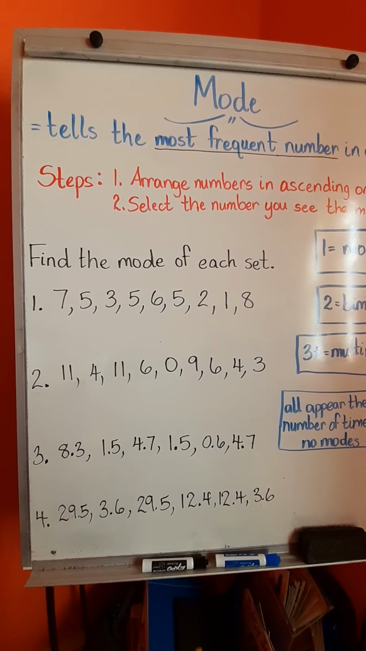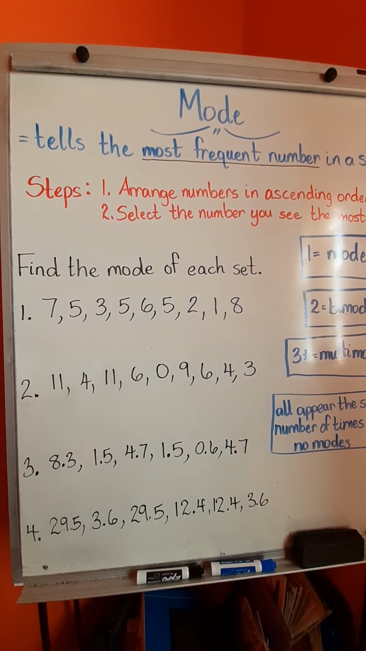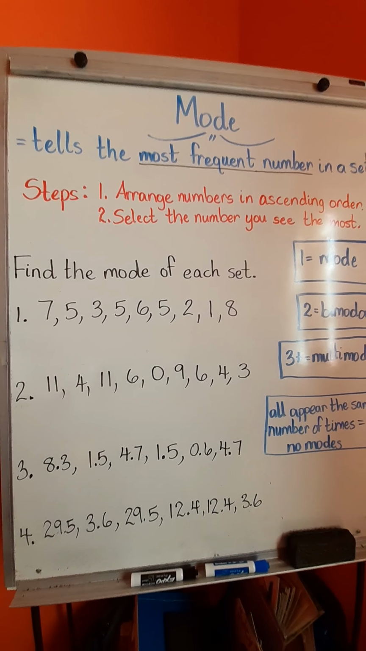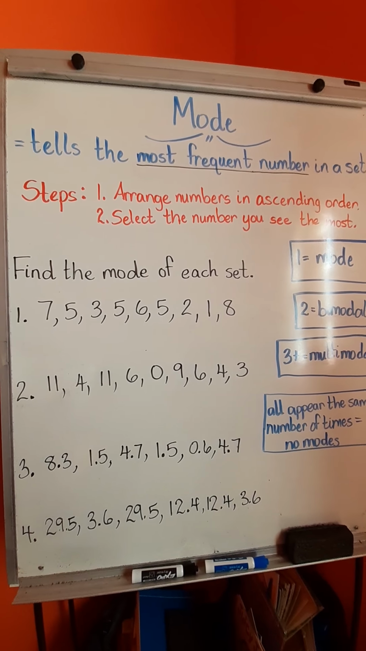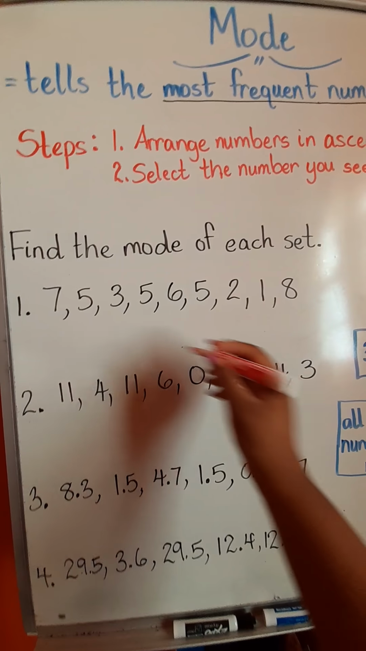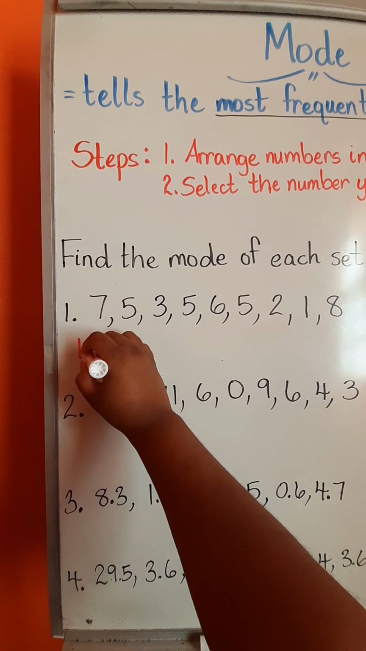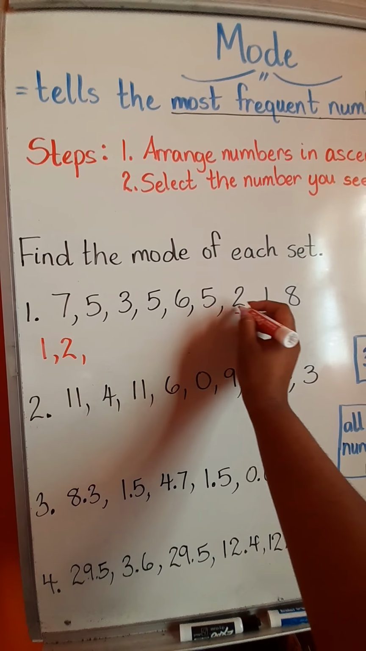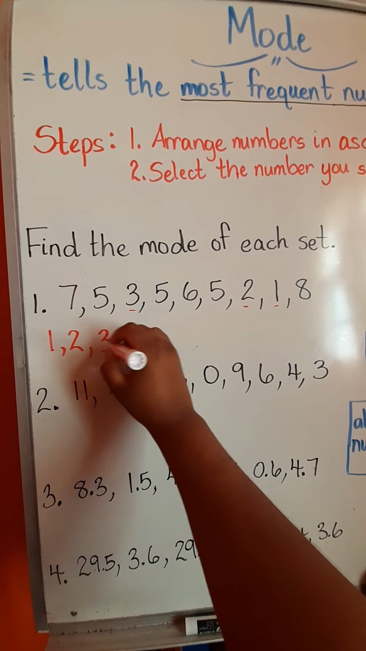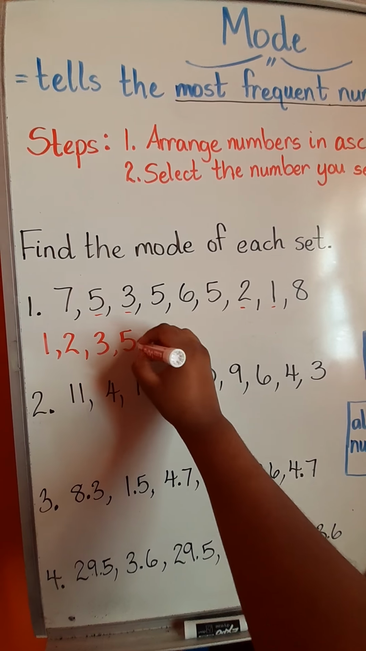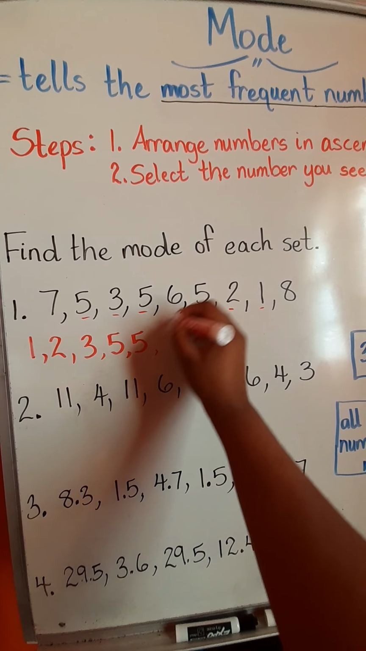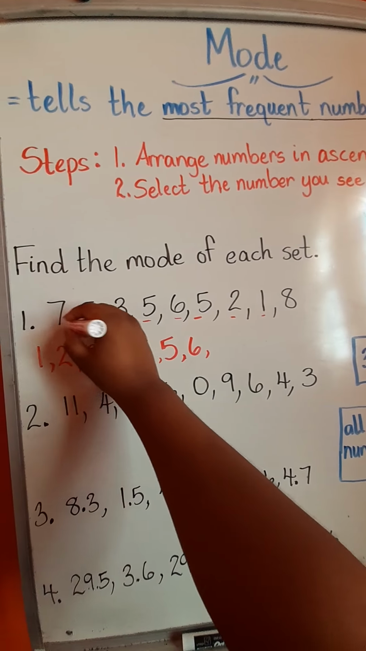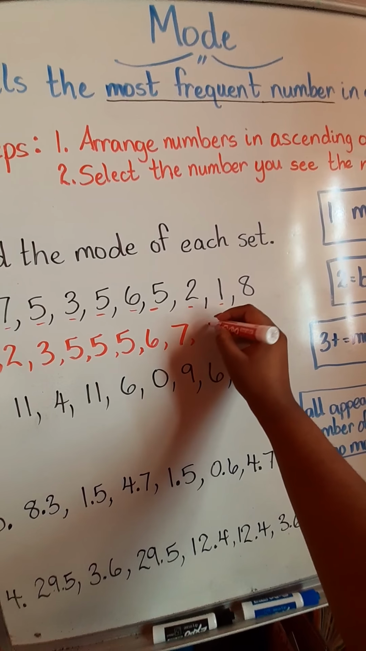The scores in set 1 are 7, 5, 3, 5, 6, 5, 2, 1, and 8. We are going to arrange these numbers in ascending order. So we start with 1, then 2, then 3, then 5, 5, 5, 6, 7, 8.